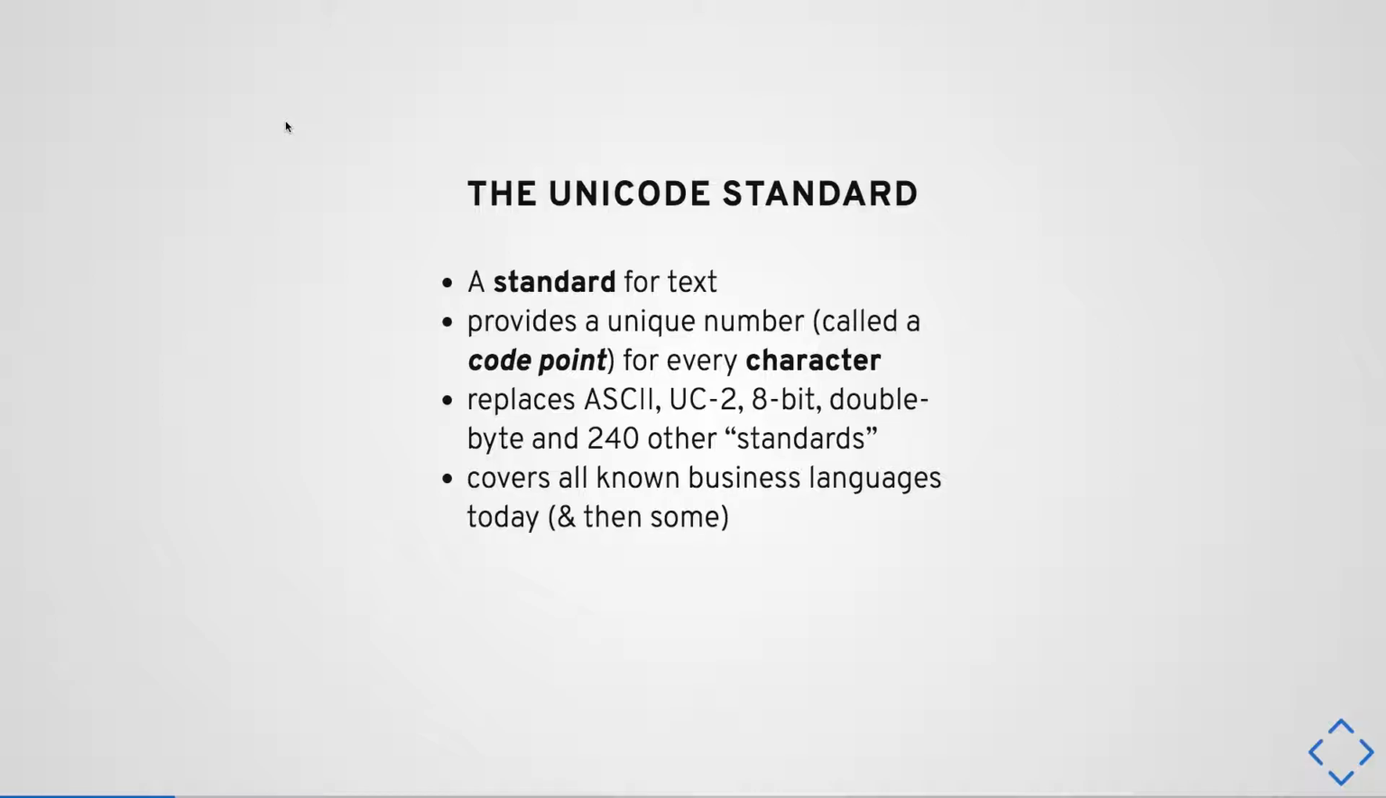That unique number is called a code point. So when I say the word code point, that's what I mean. It's actually referring to the number assigned to that particular character, right? And before Unicode, there were 240 other standards with regard to this. So Unicode replaces that. And according to people, this covers all known business languages today and then some. So things that are no longer around or no longer used. But basically, Unicode handles writing systems for pretty much everything.